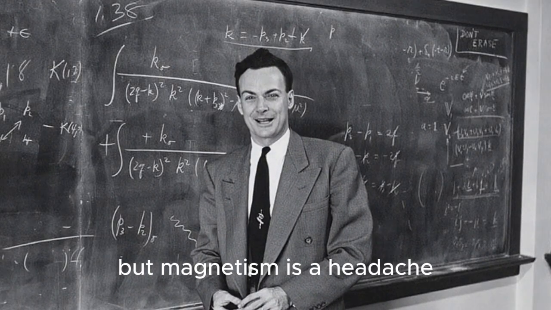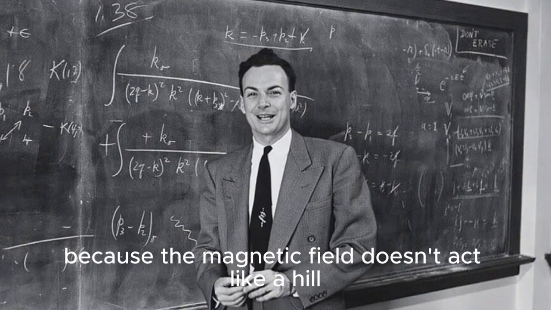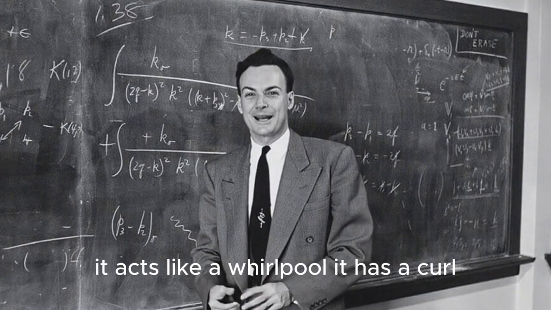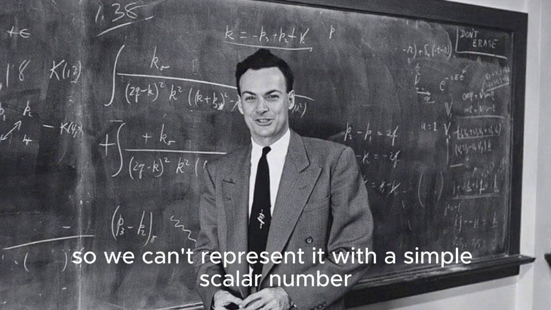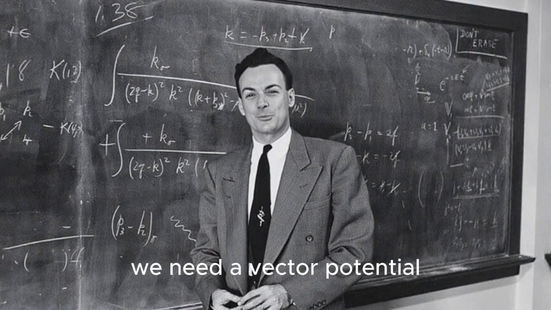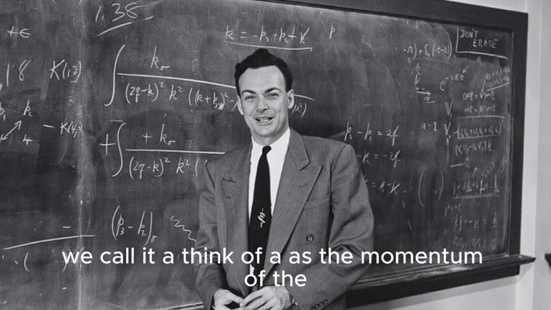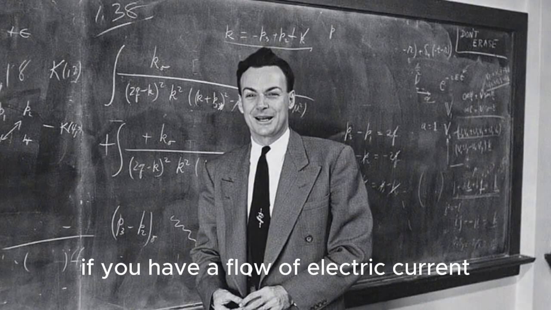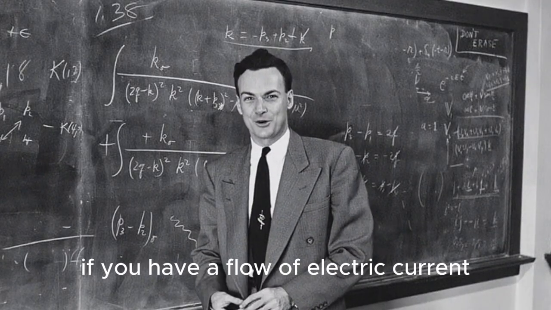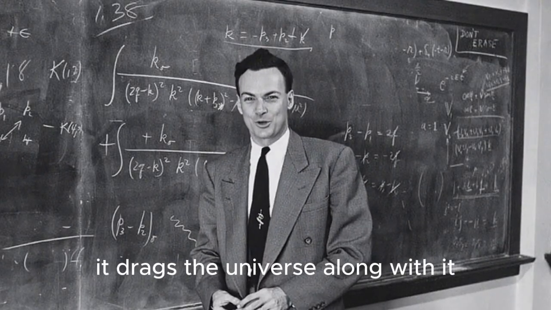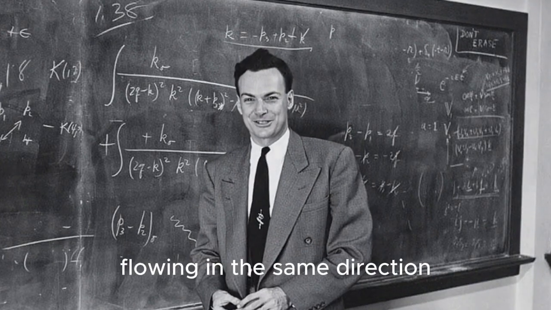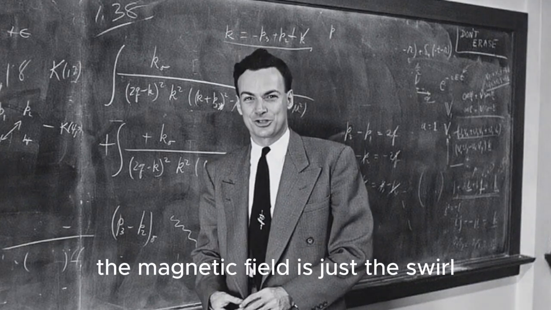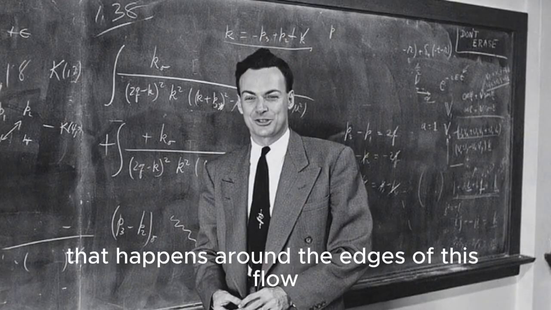Simple. But magnetism is a headache because the magnetic field doesn't act like a hill. It acts like a whirlpool. It has a curl. So we can't represent it with a simple scalar number. We need a vector potential. We call it A. Think of A as the momentum of the field: if you have a flow of electric current, it drags the universe along with it. The current creates a river of this vector potential flowing in the same direction. The magnetic field is just the swirl that happens around the edges of this flow.